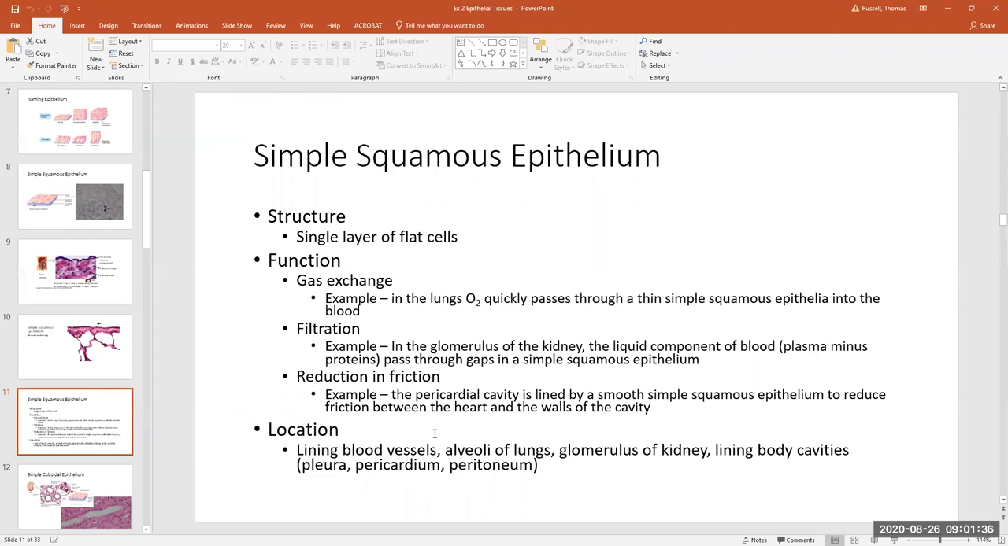It lines the alveoli of the lungs, which are the little areas where we have gas exchange in the lung. It lines the filter membrane in the kidney, which is called the glomerulus. That's the name of the filtration membrane in the kidney. It lines all of your body cavities, which include the cavities that encompass your lungs, called the pleural membranes, your heart, called the pericardial membranes, and your gastrointestinal organs in the abdomen. And those membranes are called the peritoneum, right? So these are some of the important characteristics, location, and function for simple squamous epithelium. So you need to make sure you know that.